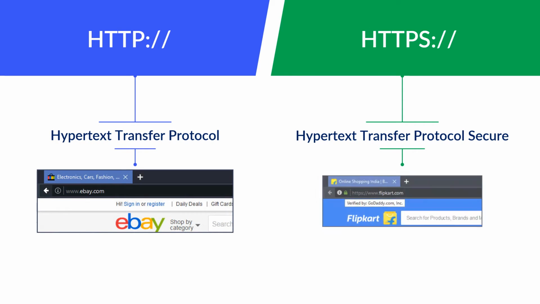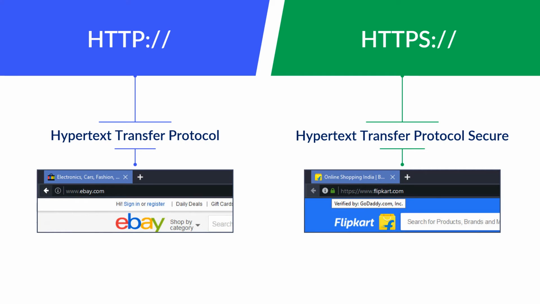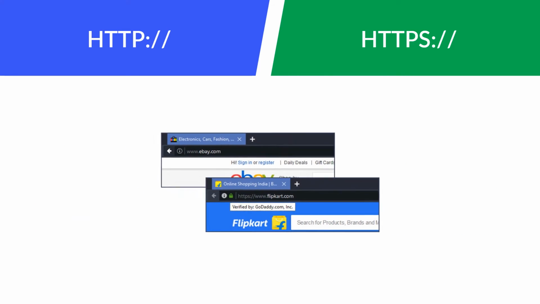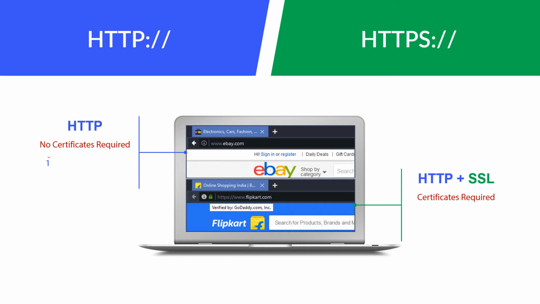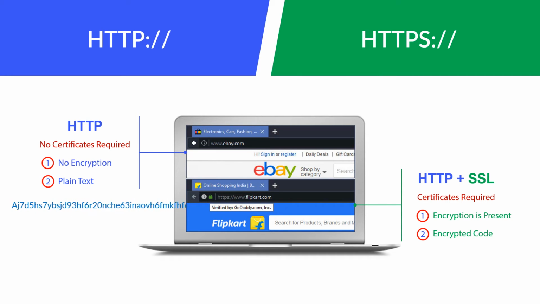Let's compare HTTP and HTTPS websites. In the address bar of an HTTPS website, you can see a green lock icon, which indicates that the website has an SSL certificate and it is secure. No certificates are required for HTTP, but certificates are required for HTTPS. All communications sent over regular HTTP connections are in plain text and can be read by any hacker. And in HTTPS, all communication between your browser and the website is encrypted.